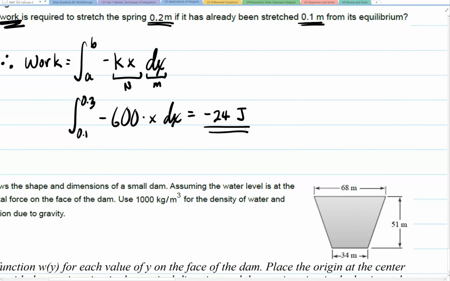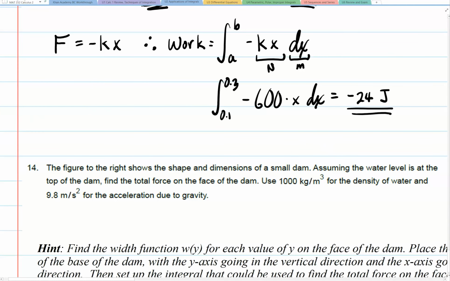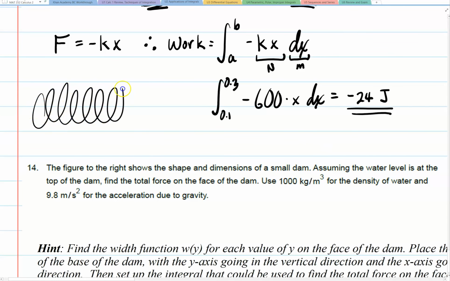Now you might be surprised to see that as a negative 24, but let's just remind ourselves of what's happening. This spring, when sitting at rest, is in its equilibrium state. If I pull it 0.1 meters and an additional 0.2 meters, I'm stretching the spring back. Its tendency is wanting to fight that and return back to equilibrium. So the work that it can do, or that it's doing, we can consider as a negative number because of the opposing forces.